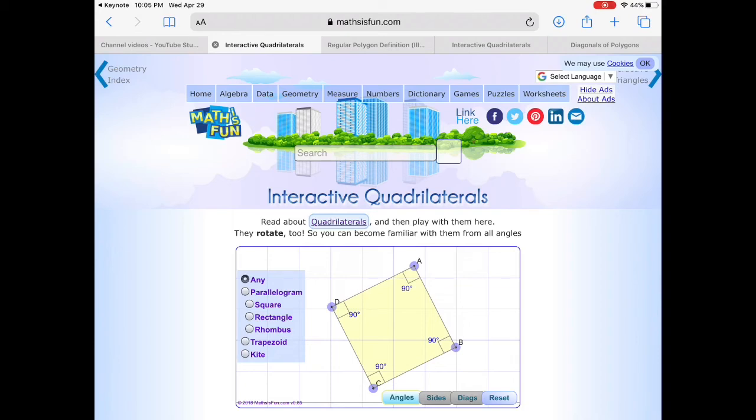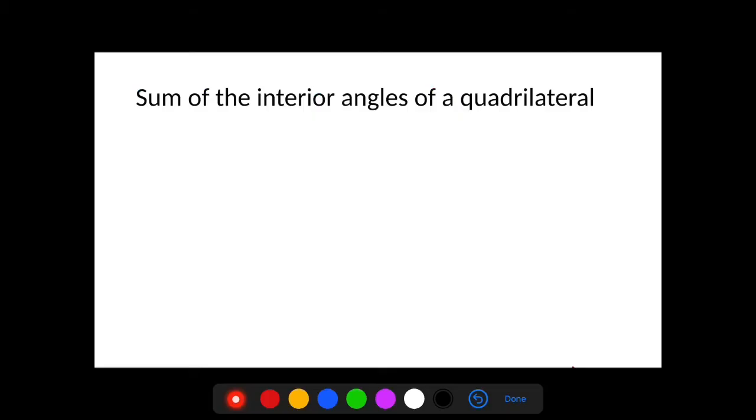If I change to a different quadrilateral, let's go with a parallelogram here. 103 plus 77 is 180. 180 plus 180 is 360. With any quadrilateral, if I add up the angles, it'll add up to 360. Let's look at this more deeply.